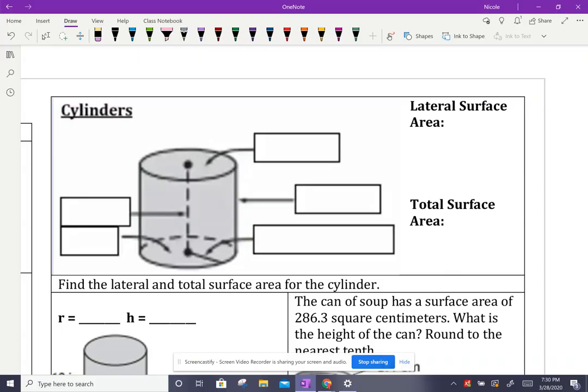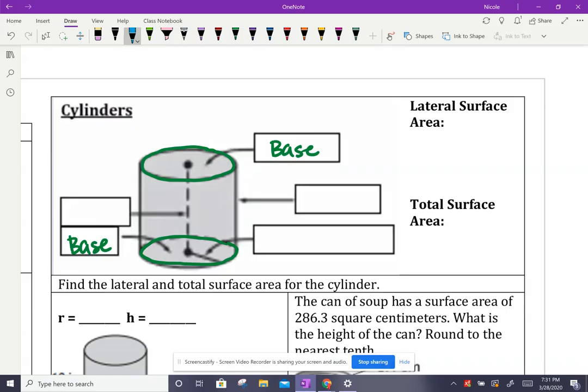So just like with our prisms, we're going to have a lateral surface area and a total surface area. So let's look at the different pieces of our cylinder and figure out where everything goes. So we have the circular bases. So this is a base up here, and this is a base here. And they are two congruent circles.